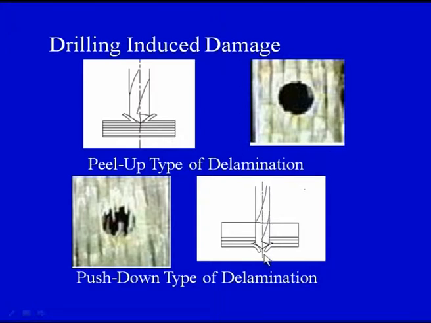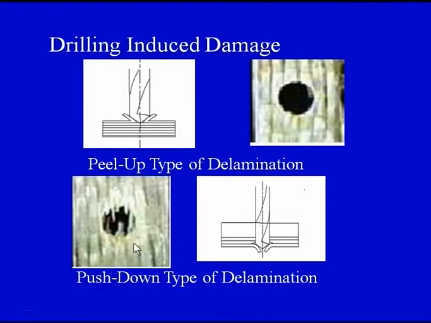So, we can have peel up type of delamination, we can have push down type of delamination, and we can see that the peel up delamination is not that severe as compared to the push down type of delamination. Another point that we can conclude from this slide is that the push down type of delamination is much more severe and can cause extensive damage around the drilled hole in case of drilling of polymer matrix composites.